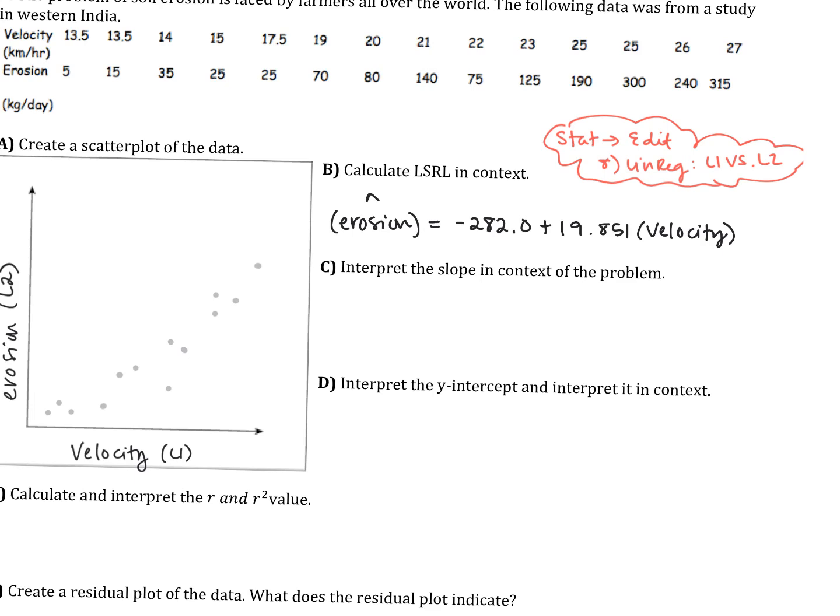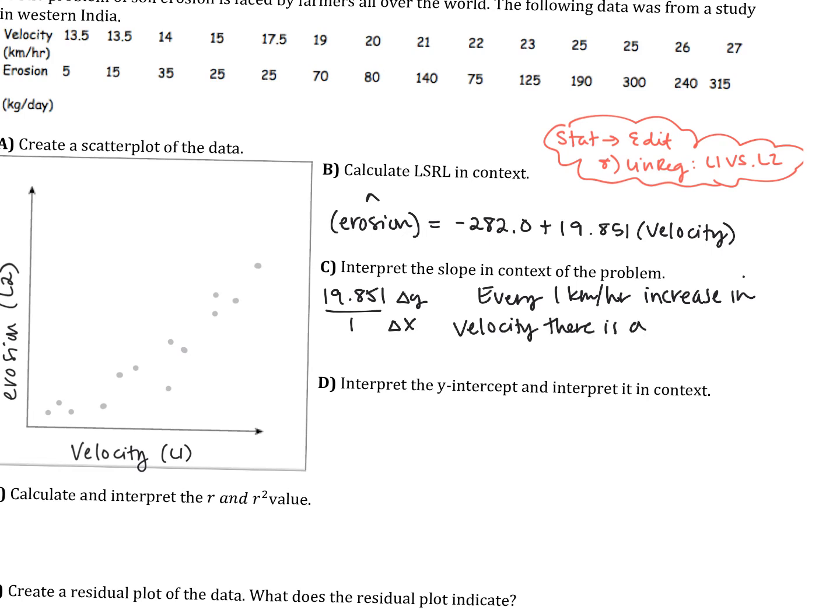Interpret the slope in context of the problem. The slope is 19.851 over 1, change in y over change in x, recall. So for every 1 kilometer per hour increase in velocity, there is a 19.851 kilogram per day increase in erosion.